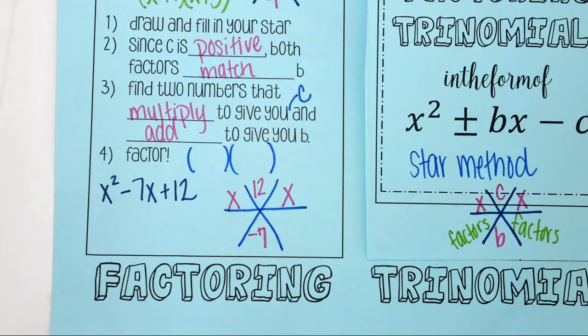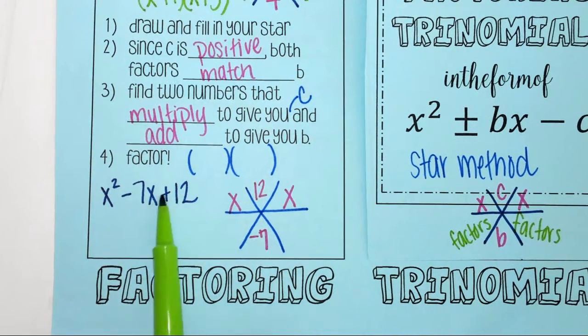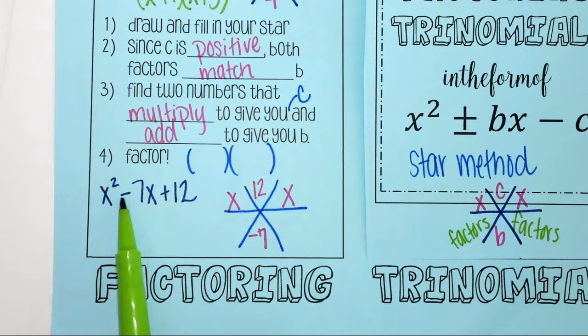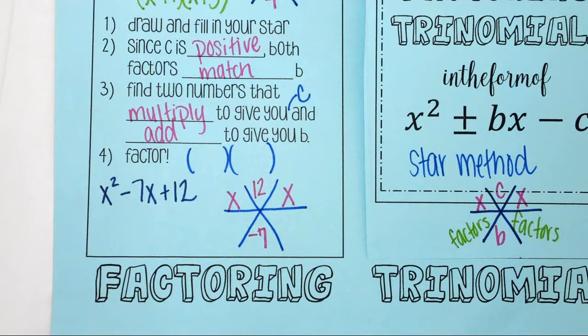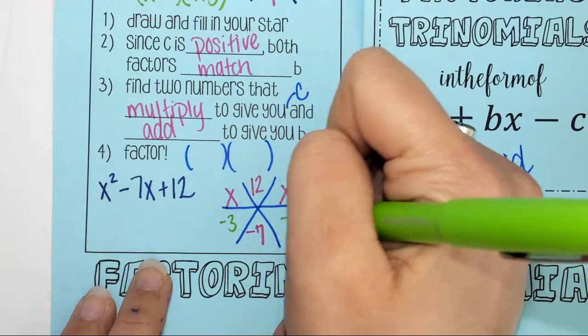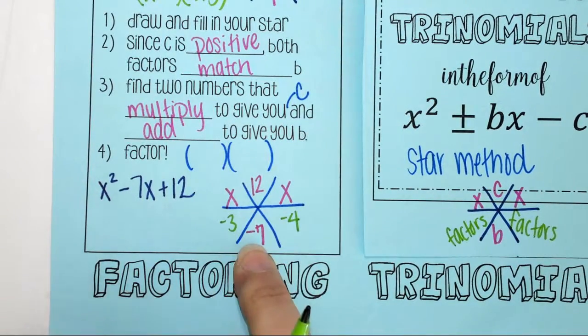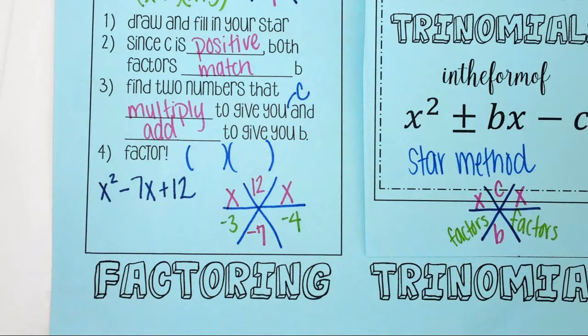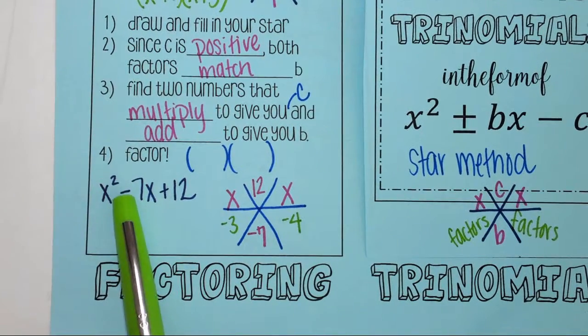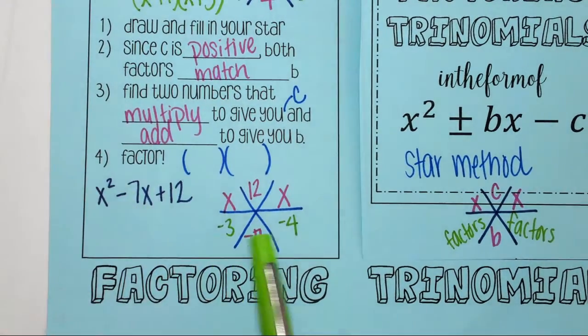Now we need two numbers that multiply to give us 12, but add to give us negative 7. Do they both have to be negative or one negative? Both have to be negative. If C is positive, both signs match. All right, Avery. Negative 3 and negative 4. Why? Because negative 3 plus negative 4 is negative 7, and negative 3 times negative 4 is 12. Good. Take a point. Since C is positive and this is negative, they both have to be negative.